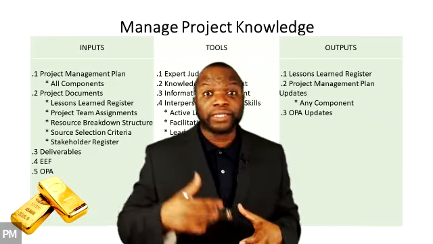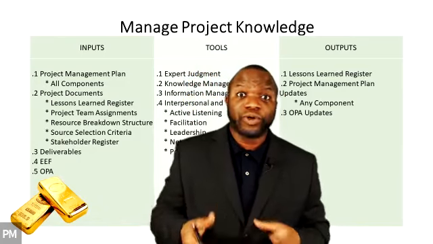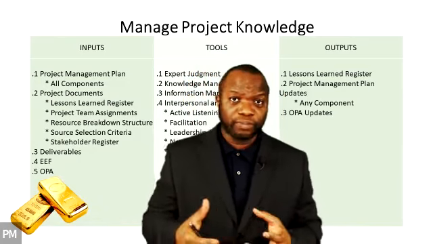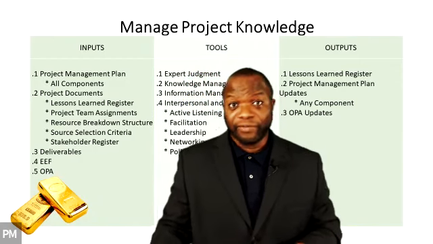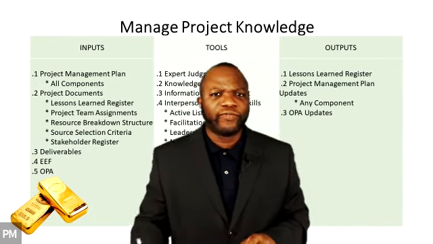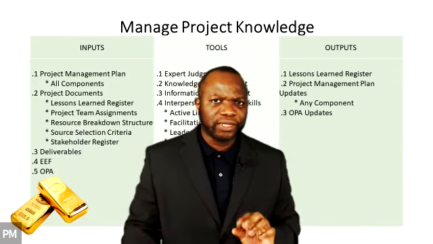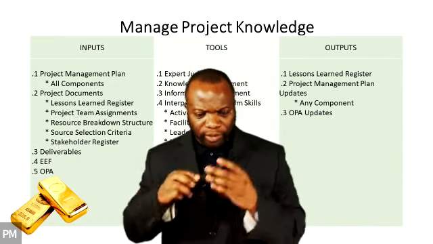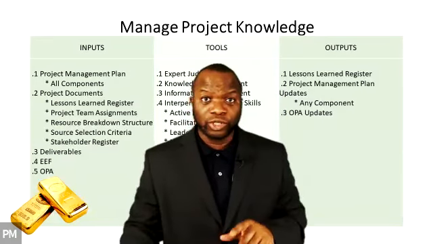If a process is found to be good by virtue of the lessons learned process or the managed project knowledge process, and you find this to be a better way of doing things, whatever that thing is, you need to update your OPAs. For example, if you find a better way of doing quality control, a better way of inspecting a widget or a deliverable, you realize, oh, we can do this better. You need to document that.